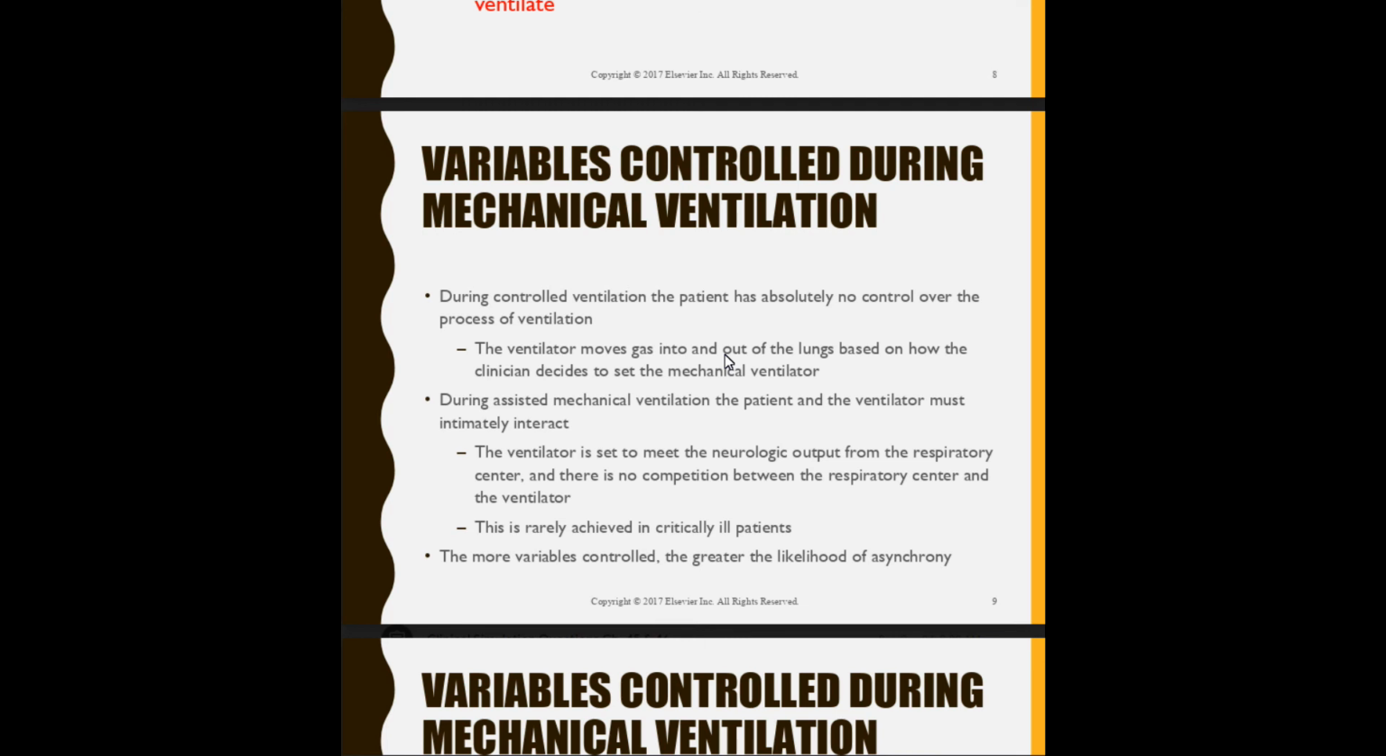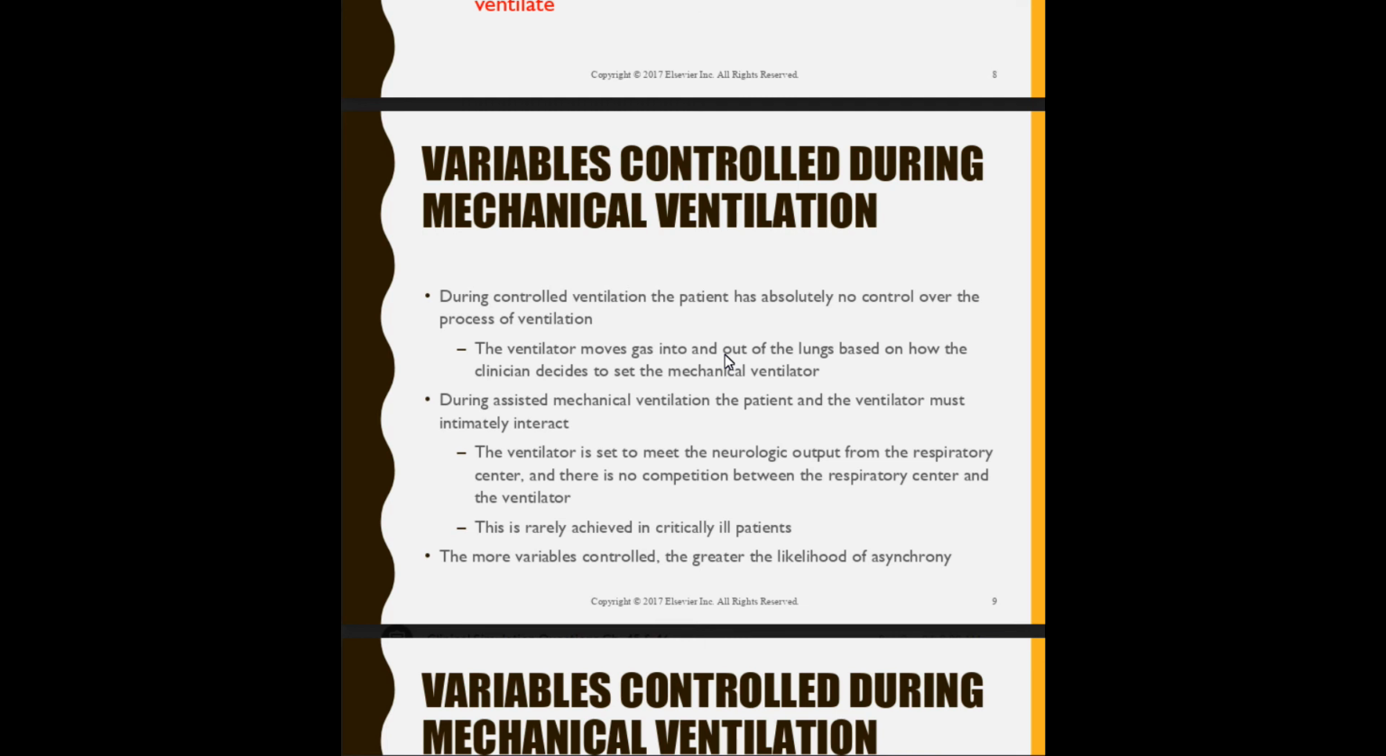In CMV or assist control, the patient can trigger the breath, but they will always get the tidal volume that we entered. So if I put 550 and they trigger the breath, they're going to get 550. No ifs, ands, or buts. With SIMV, when I put the patient on SIMV, they can trigger the breath, but whatever tidal volume they draw, that is what they'll get.